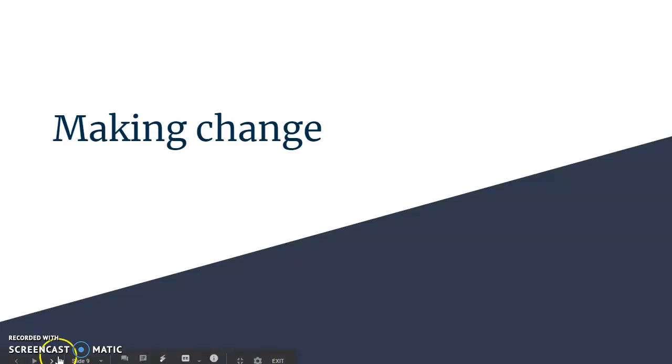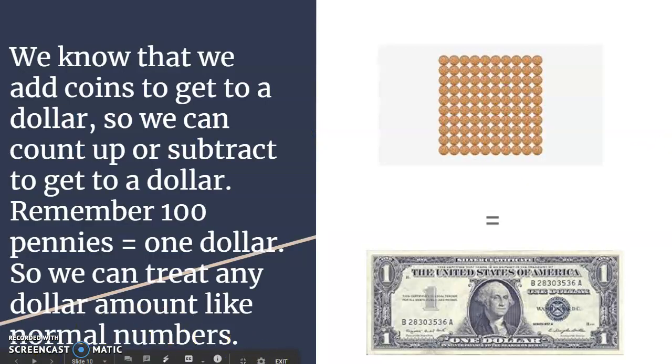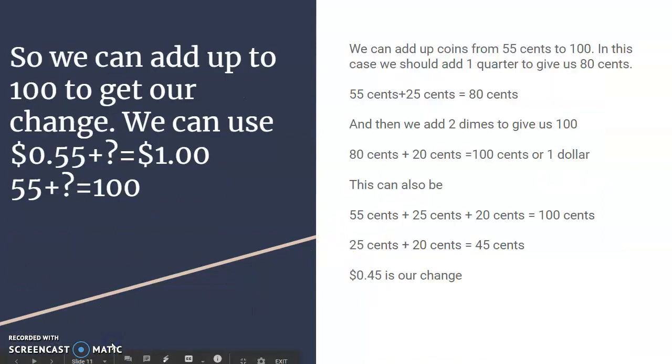One thing to just talk about really quickly is we need to remember that we add coins to get to a dollar. So we can count or subtract to get to a dollar. And just remember that we can think in normal terms of numbers that we know, because 100 pennies, picture of 100 pennies over here, equals $1. So we can treat it like we have 100 pennies and work with numbers we're familiar with. So we can add up to get our change.